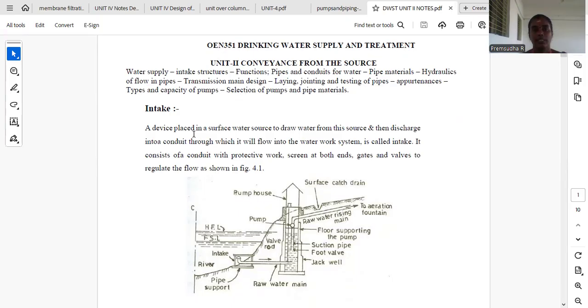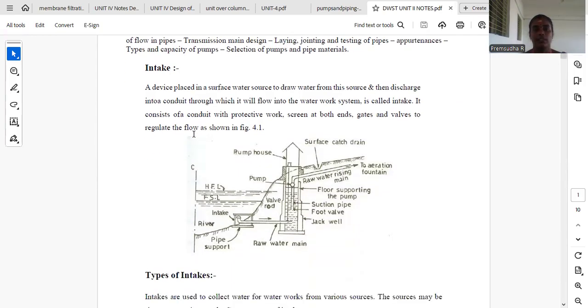So what is meant by intake? First is intake. Intake is a device placed on the surface of a water source to draw the water from the source, then discharge it into the conduit through which it will flow into the water works system. It consists of a conduit with protective work, creek at both ends, gates and walls to regulate the flow. You can see this is the intake. The conduit here is a closed conduit, nothing but a pipe.